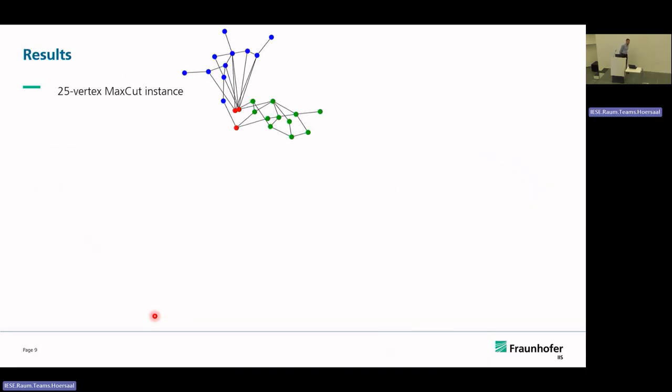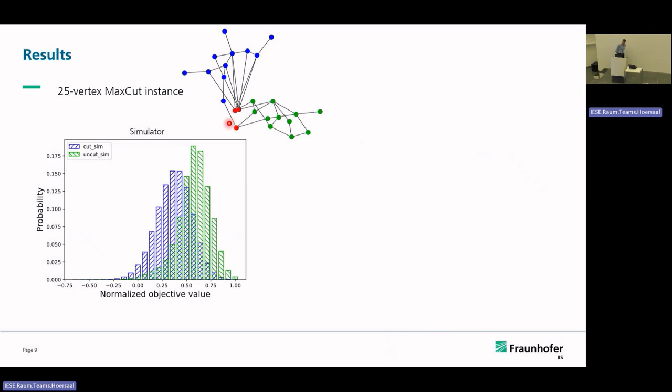Let me give you a quick overview of our results. This is for a 25 vertex max cut instance, which has a vertex separator of 3. What we see here is the distribution of the objective value, where 1 means optimal, on a simulator if you do the cut and the uncut circuit, okay? So green is the uncut and blue is the cut circuit, on an ideal simulation.